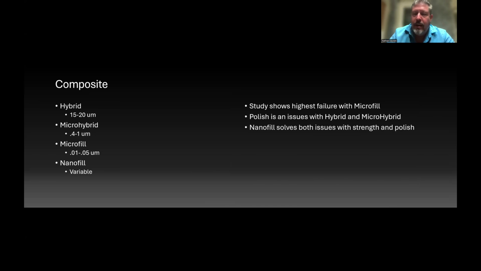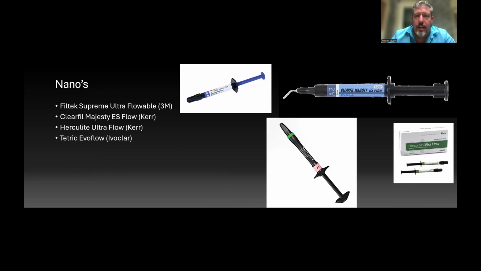We have them now. There's nanofilled composite, flowable composite. We have what I use, which is the Filtek, Tetric EvoFlow, Clearfil Majesty. A lot of people use that for injection molding, or the Herculite Ultra Flow. I use the 3M products, Filtek, for my packable composite and my flowable, so it all works together.